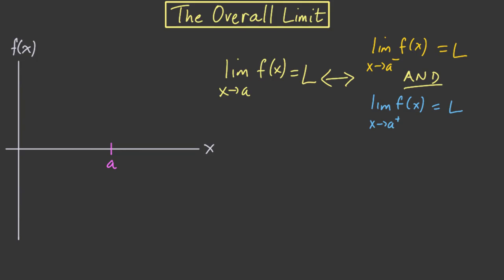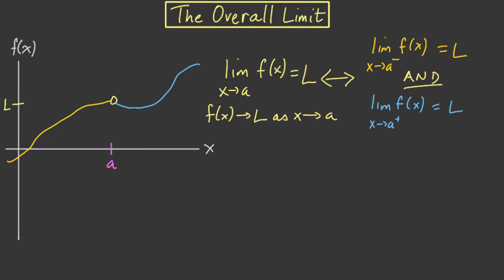In pictures, it has to look like this. As we come in from the left, f of x is approaching L. And as we come in from the right, same thing. And we can denote this either with this lim notation, or we can use arrows. f of x approaches L as x approaches a.